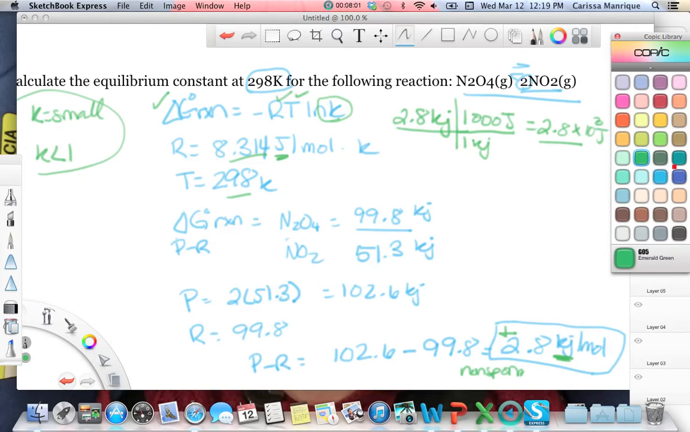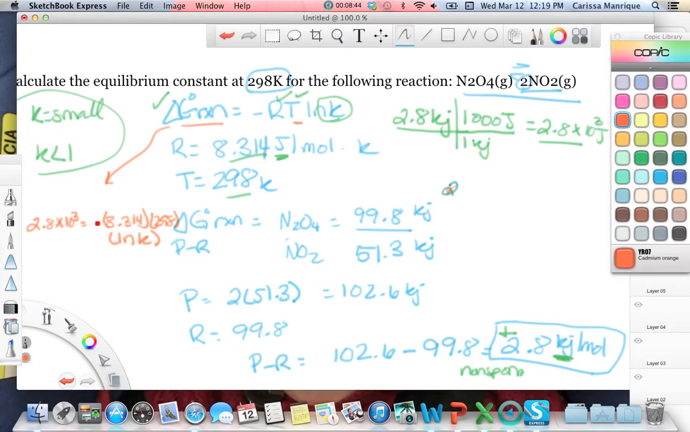Okay, now let's plug them in. We use a different color now. Let's use orange. So we're plugging everything in here. So delta G of the reaction is 2.8 times 10 to the third equals minus R, 8.314, times our temperature, which is 298, and this is all multiplied by natural log of K.